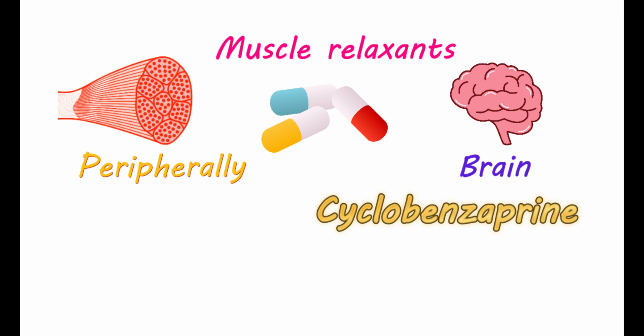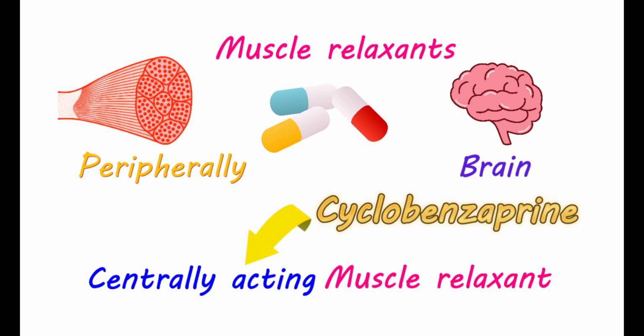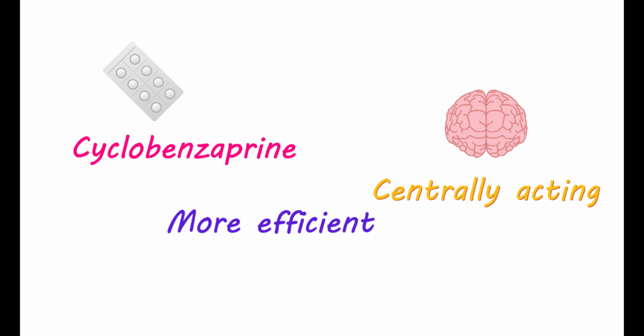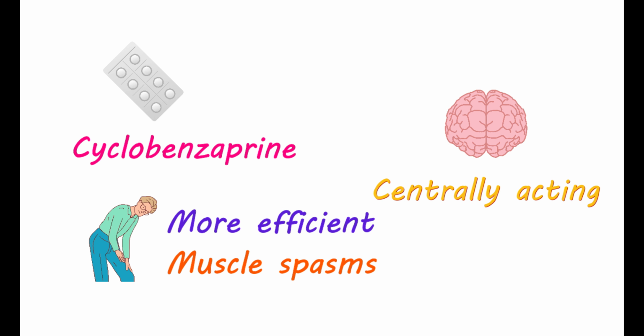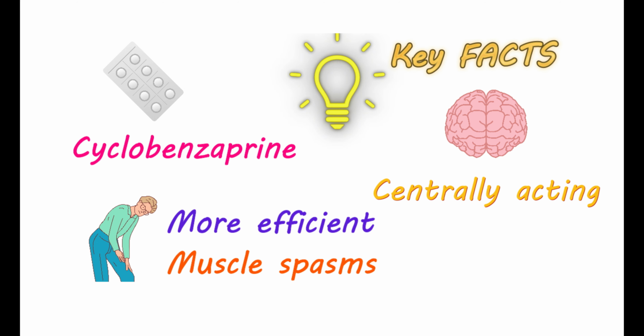Cyclobenzaprine is such a medication that acts on your brain to control muscle contraction. Therefore, it is classified as a centrally acting muscle relaxant. Since cyclobenzaprine is centrally acting, it is more efficient at relieving muscle spasm than local agents. However, it is associated with a few central effects. In this video, let's explore such key facts about cyclobenzaprine.